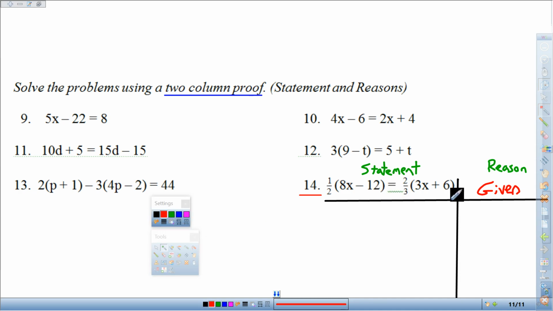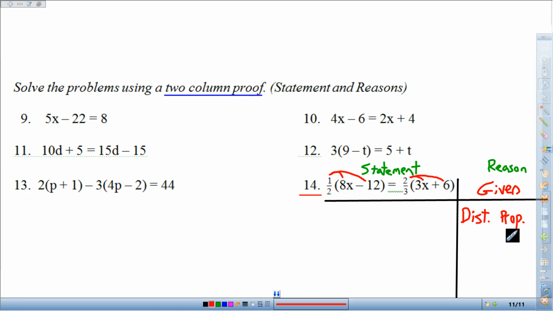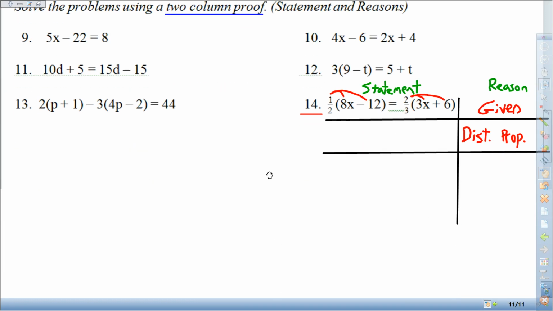Okay, so we have our given statement. Next thing I notice we have some distribution. So I'm going to distribute that 1/2 and distribute this 2/3. Before I do anything though, let's realize we just used the distributive property. I'm going to shorten this to Distributive property. You can do that as well if you'd like. Something else, just to keep it looking nice, let's separate all of these rows by lines, just to make sure this thing looks pretty good as we make our way down.